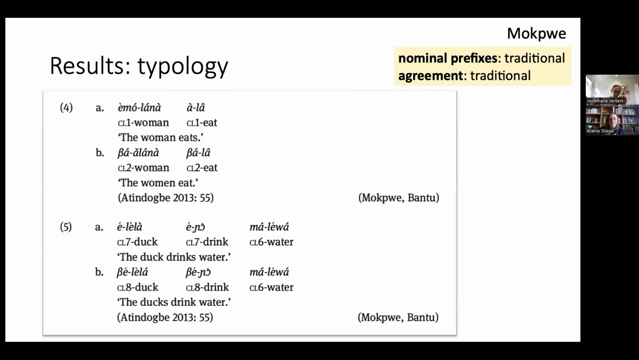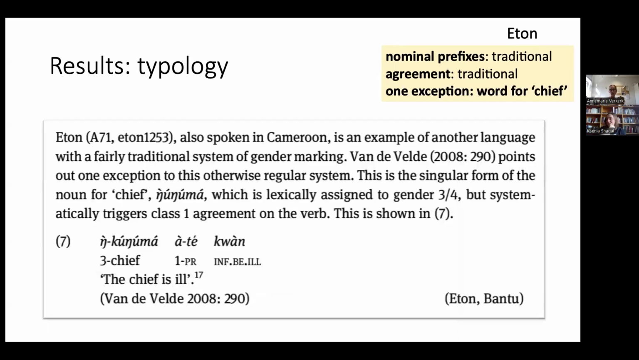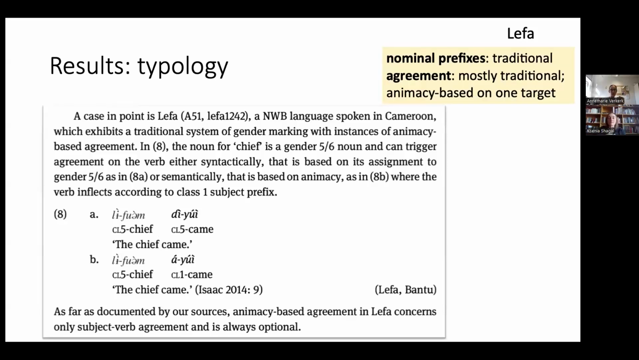So, what does the typology look like when you look at Northwestern Bantu? When you look at what happens on nouns and when you look at what happens on agreements. So we already saw Makwe. I'm not going to talk about it again. We have traditional nominal prefixes, traditional agreements with no sign of animacy-based agreement in Makwe. Then I'm going to skip Iton. I'm going to go to Lefa.